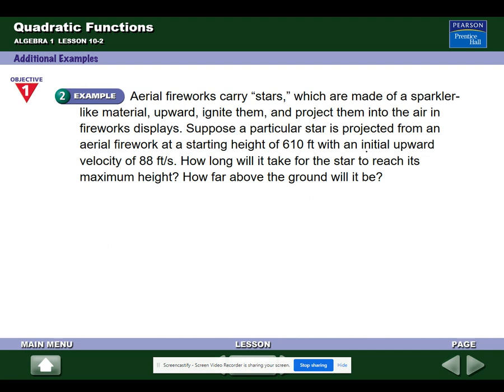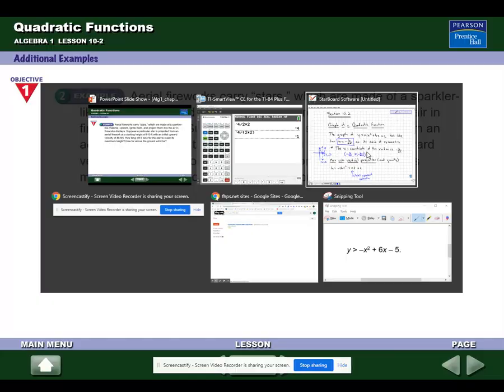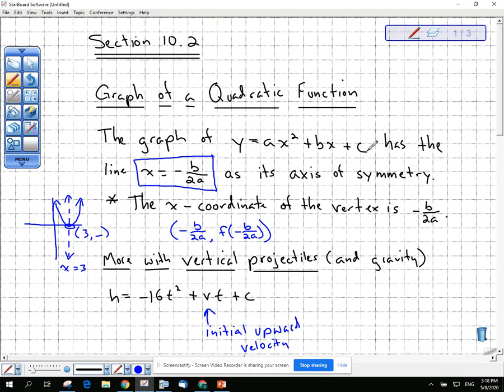Oh, actually, we'll go back to notes here. A little bit to do with gravity and projectiles. I mentioned this in the previous lesson. H equals -16t squared plus c is what we dealt with in 10.1. Now we're just going to complicate things a little bit with this middle linear term. The v stands for initial upward velocity.